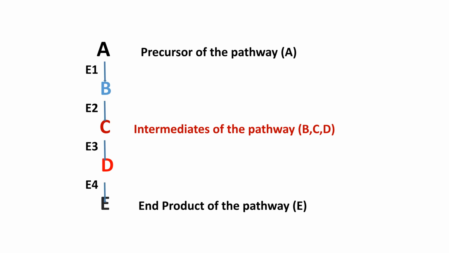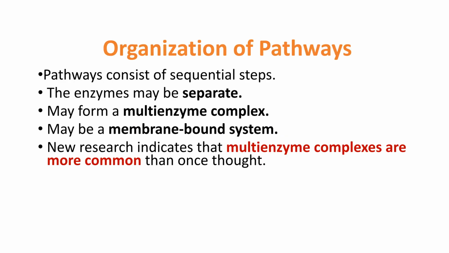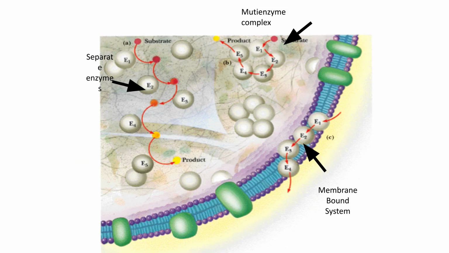Pathways are organized in sequential steps. Enzymes can be separate, form a multi-enzyme complex, or be a membrane-bound system. Recent research suggests multi-enzyme complexes are more common. Pathways can be organized as multi-enzyme complexes, separate enzymes, or membrane-bound systems. Pathways can be linear, where products of reactions are substrates for subsequent reactions, closed loop, where intermediates are recycled, or spiral, where the same set of enzymes is used repeatedly.